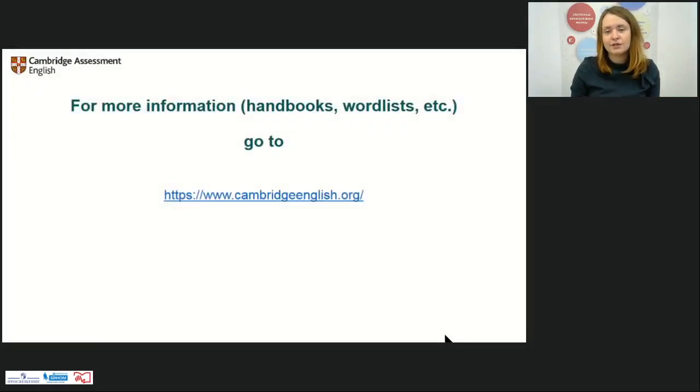So if you need more information about the handbooks or word lists, which are very helpful for exam preparation, please go to www.cambridgeenglish.org and you will find all the necessary information there.